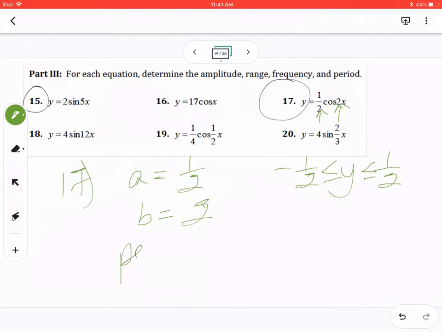And finally, if we're asked to find the period of this function, we're going to use the formula 2 pi over b. We know that the b is 2 because that's the number in front of x, the frequency. Divide 2 pi by the frequency, and our period is pi. That's how much time it will take for one full cycle of that equation to complete itself.